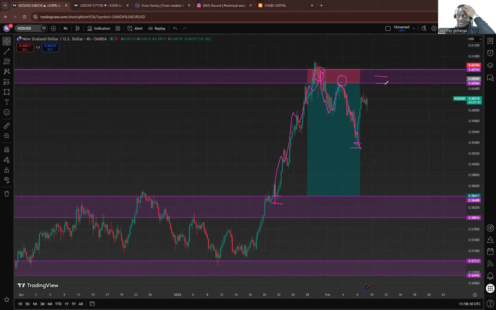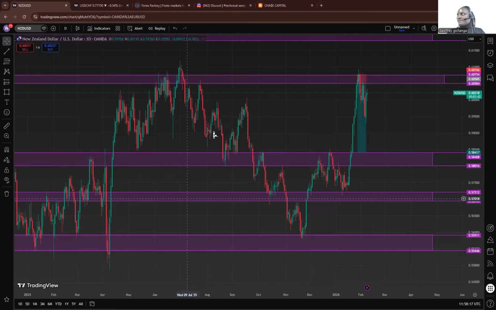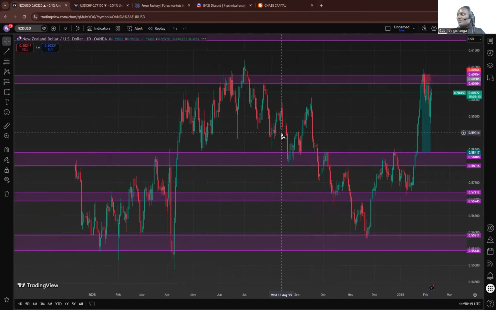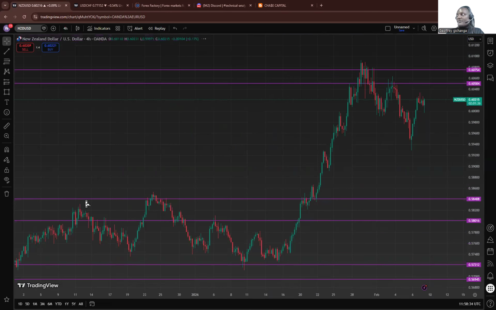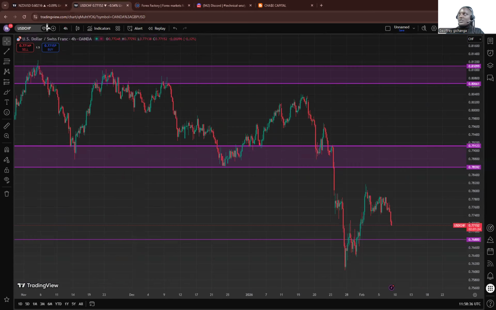Remember, this is a key area based off the 4 hour and the daily time frame. Let's wait and see how price gets to react to this. But it's going to be a very good level of supply, right? So that is on NZD/USD.